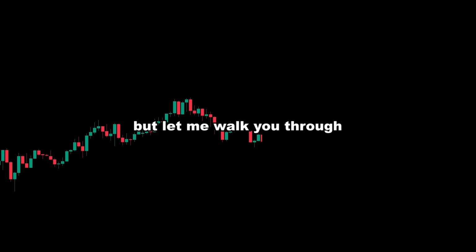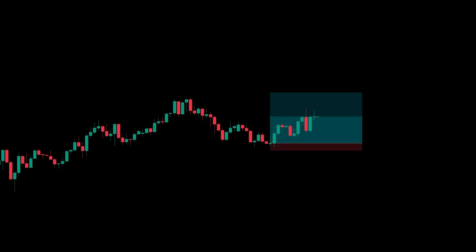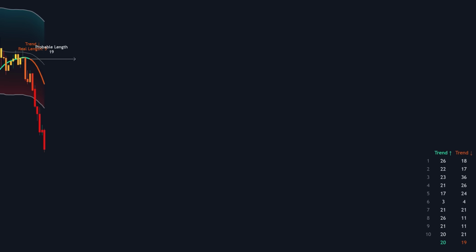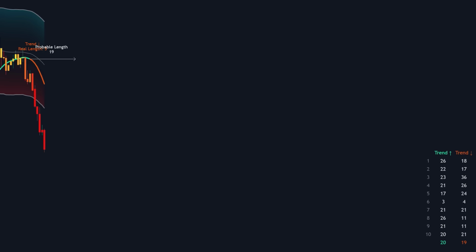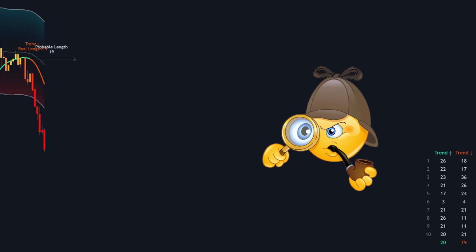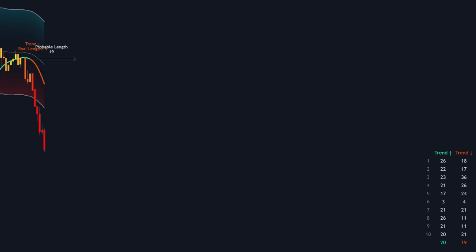Alright, theory is one thing, but let me walk you through some real chart examples so you can see exactly how I'd execute trades using this indicator. How does this strategy work for taking long positions? The process is remarkably straightforward. You want to identify a bearish trend first. Doesn't matter how long it's been running as long as the trend ribbon is showing red.